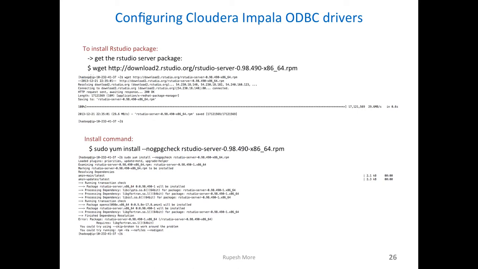Next, to install the RStudio package. First, we'll get the rstudio.rpm file from this link. Then we will try to install the RPM package using this command. Here, everywhere we are using sudo, because we are logged in as a Hadoop user, and only root has privileges, so we have to use sudo.